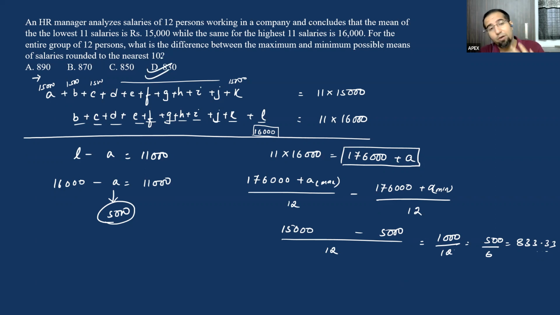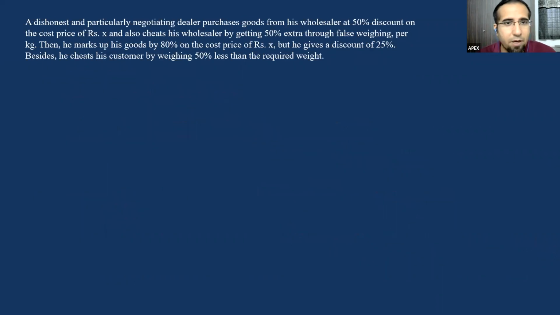So I repeat, you can use average as an equal distribution. I'm assuming A, B, C, D, E, F are the lowest 11. If it is lowest 11, then you can always look at it as that the maximum possible value of A can be 15,000. It cannot be more than 15,000. And that is only possible when all of them are 15,000 people. Clear? Similarly, the minimum value of A will be when the value of L is minimum, which will be 16,000, and accordingly we can get our answer, right? So that becomes this question.